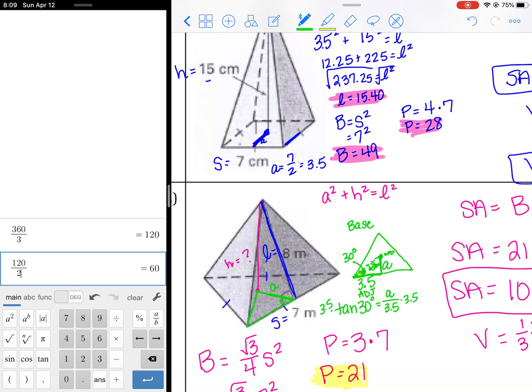I'm going to come back over here to my calculator. When you're using trig functions, it's really important to check your mode. Make sure you're not in radians. Make sure you are in degrees. So I'm going to do 3.5 times the tangent of 30 degrees. And that's going to tell me that the apothem is about 2.02.